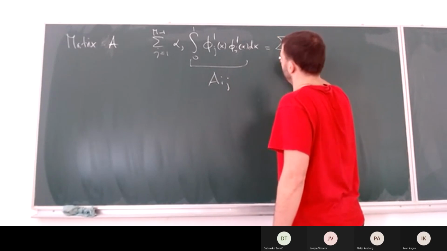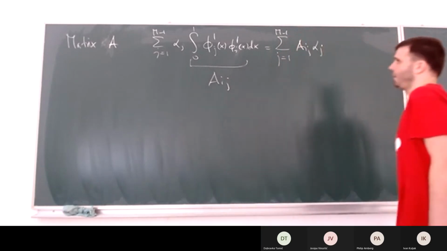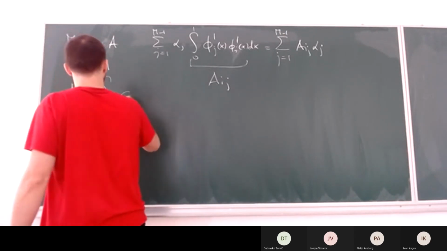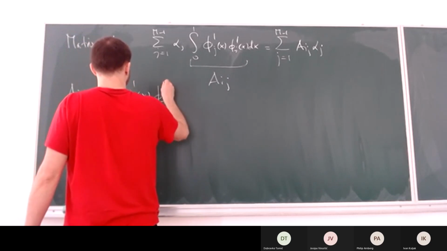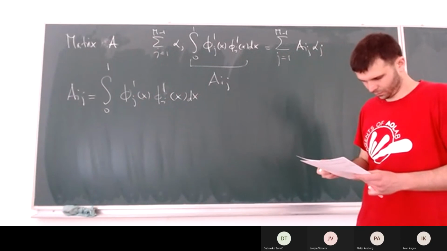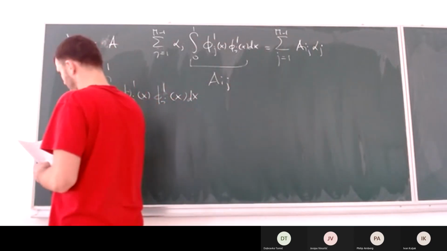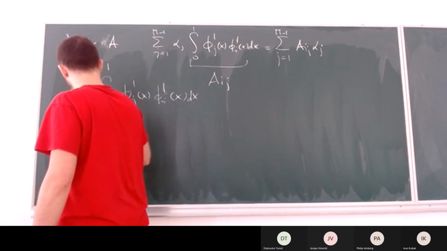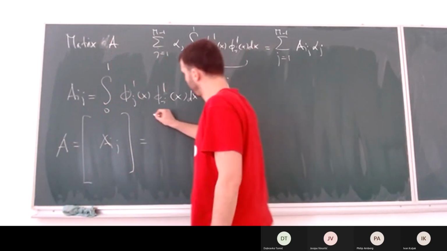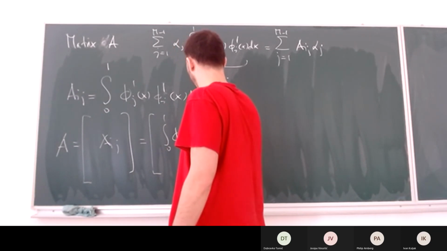So that our matrix multiplication is written as the sum over j equal to 1 to n minus 1 of a_ij alpha j. So a_ij is the integral from 0 to 1 of phi j prime of x, phi i prime of x dx. Okay. So matrix A is the matrix of all those elements, with indices i, j.